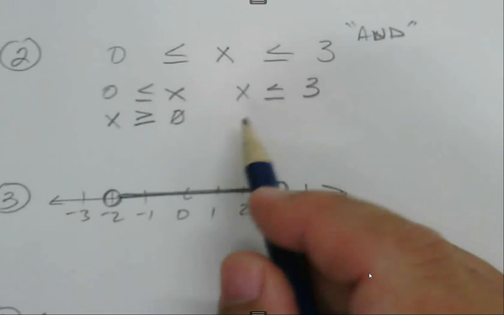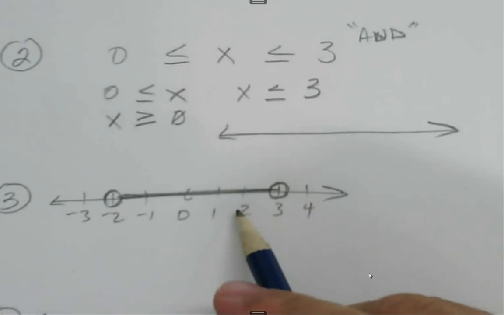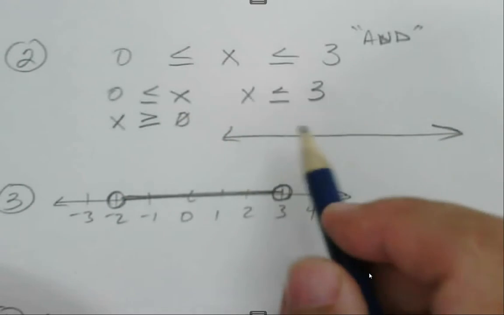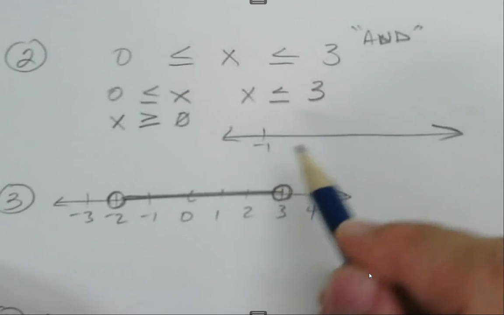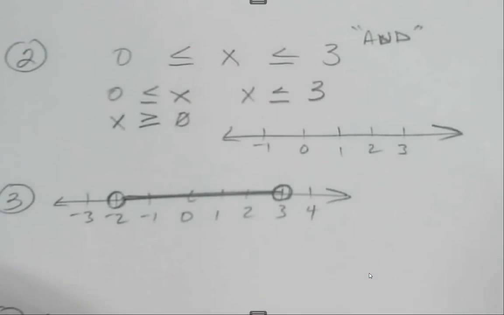So let's graph that. And I don't want you to get this graph confused with this one. This is the next problem, okay? So we're working on number 2 right now. So I'm going to go ahead and just put in a -1 just so we know where that's at. 0, 1, 2, 3. So there we have it, okay?